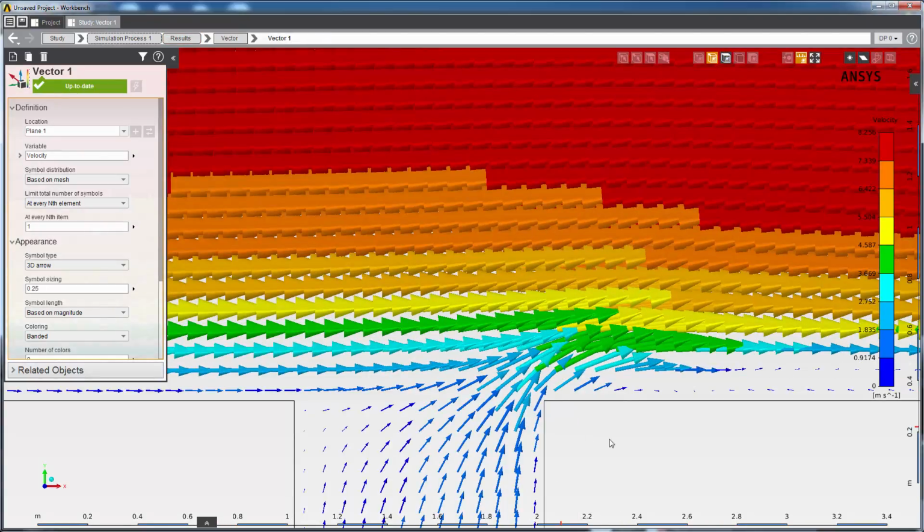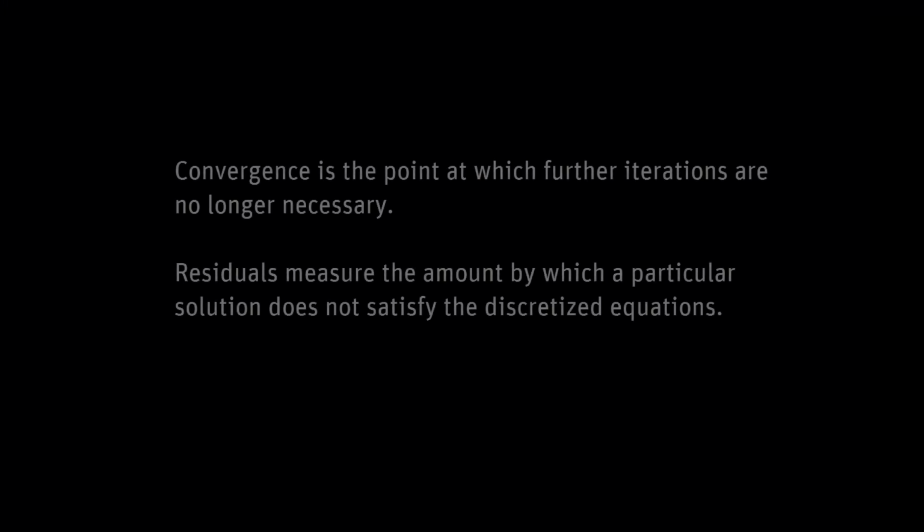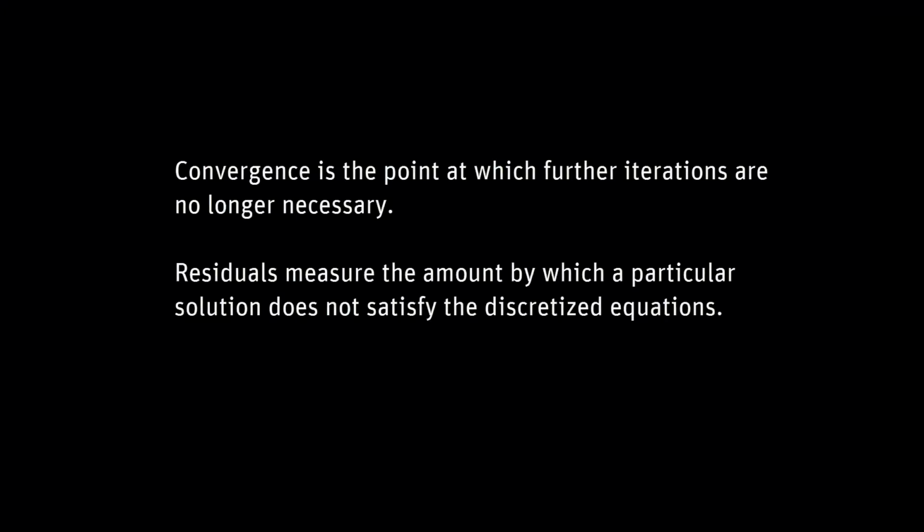Here we can see a separation zone, which is likely to be unsteady. Unsteady flow cannot be captured with a steady simulation such as this, which is why the residuals do not converge. This concludes this demonstration of convergence tips for a fluid flow simulation.